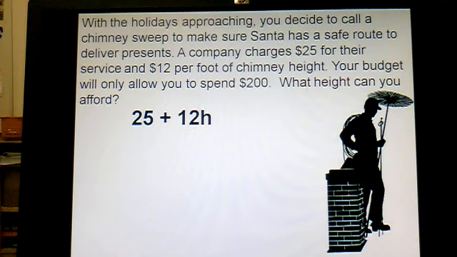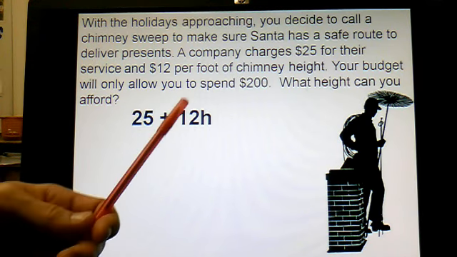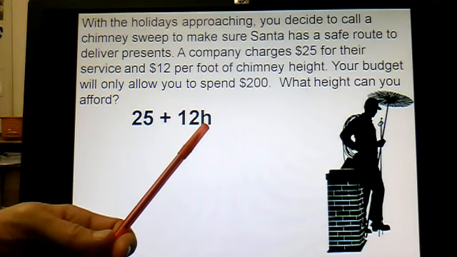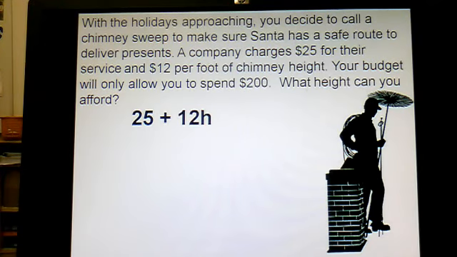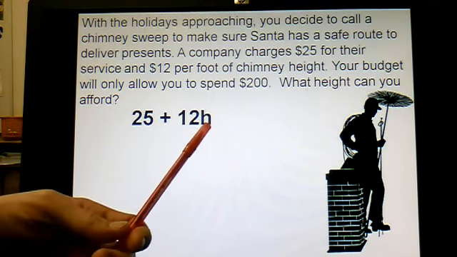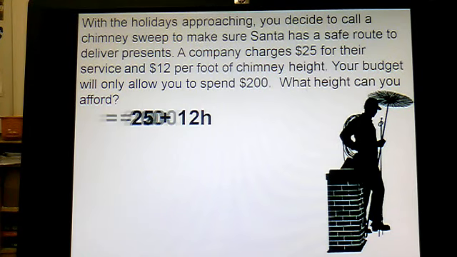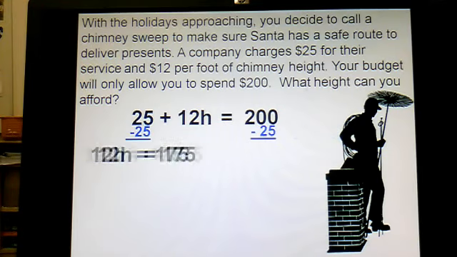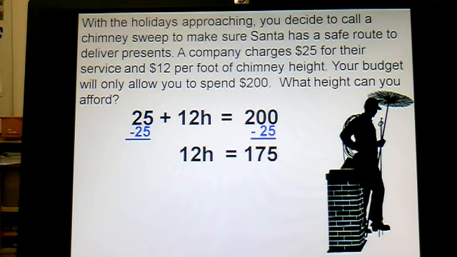So there's your equation you should be able to set up on your own. And when you get to a test in this chapter, you'll have to be able to write your own equations. Really, this unit 2 is going to be all about equations. So $25 plus $12 times the height in feet of chimney you've got there. So if you've got a 10-foot chimney, it's going to be $120 for that part. And that has to be within $200 of your budget. So you subtract the 25 from both sides first, you get 175, and divide by 12.